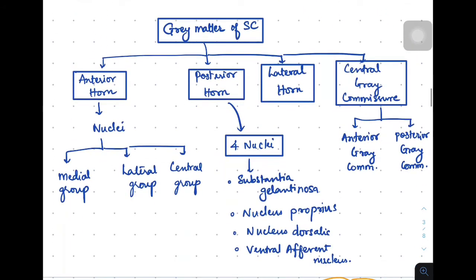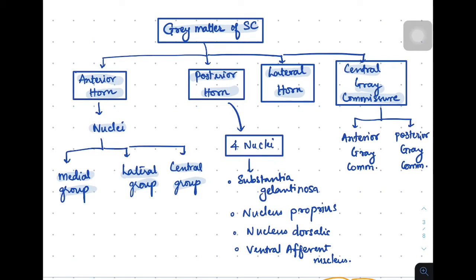So this is a flow diagram which we can easily understand. The gray matter of the spinal cord is divided into the anterior horn, posterior horn, lateral horn and central gray commissure. The anterior horn is made up of nuclei in the form of a medial group, lateral group and central group. We all know that a cluster of nerve cells inside the CNS, which includes the brain and spinal cord, is called nuclei, and a cluster of nerve cells outside the CNS is called a ganglion. So the spinal cord is part of the CNS, so the clusters here are called nuclei.